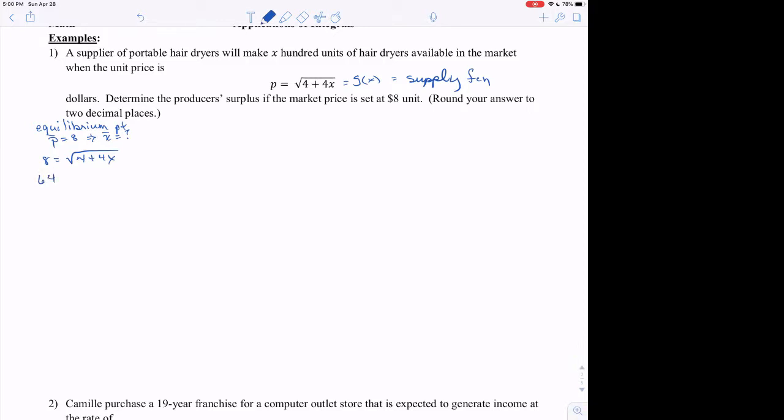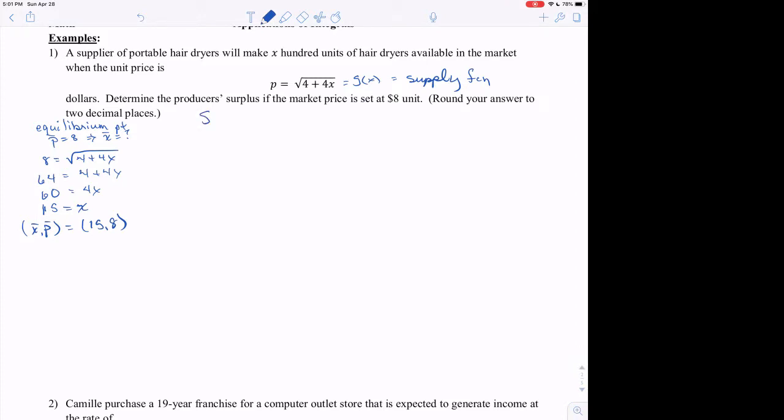So we set our function equal to 8 and we solve for X. So we square both sides. It's not 60, it's 15. Okay, so X bar, P bar, which is our equilibrium point, will be 15, 8. Okay, now what we're going to do is we are going to find our producer surplus.